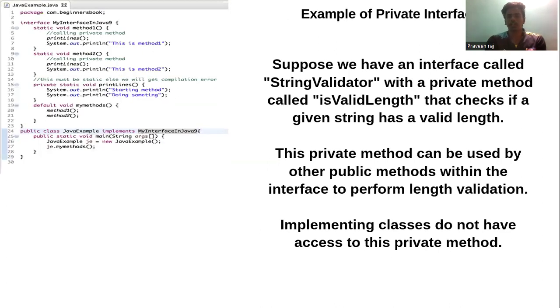Example of private interface methods. Suppose we have an interface called StringValidator with a private method called isValidLength that checks if a given string has a valid length. This private method can be used by other public methods within the interface to perform length validation. Implementing classes do not have access to this private method.